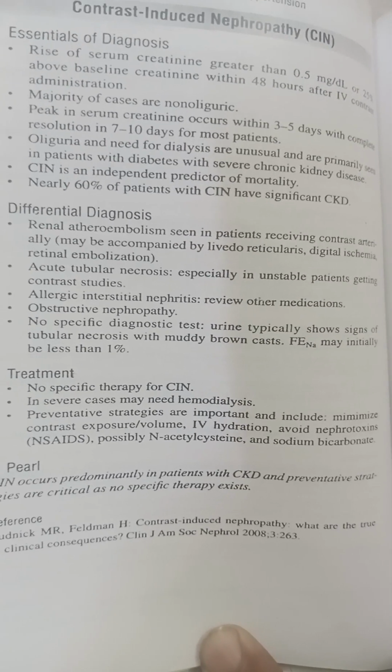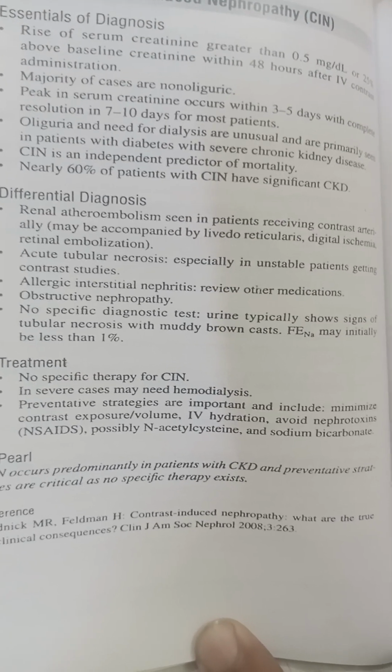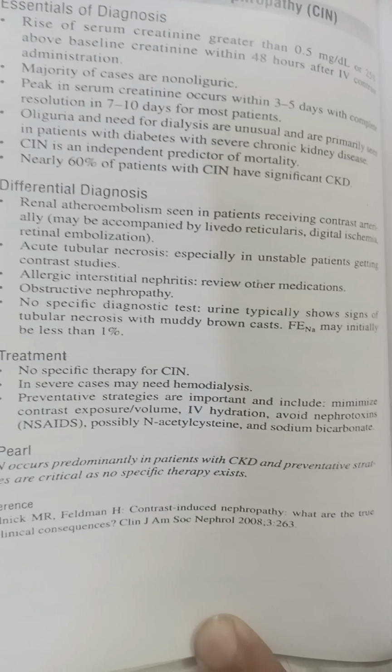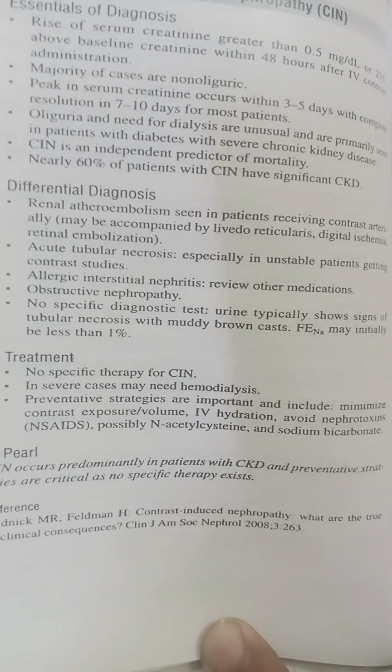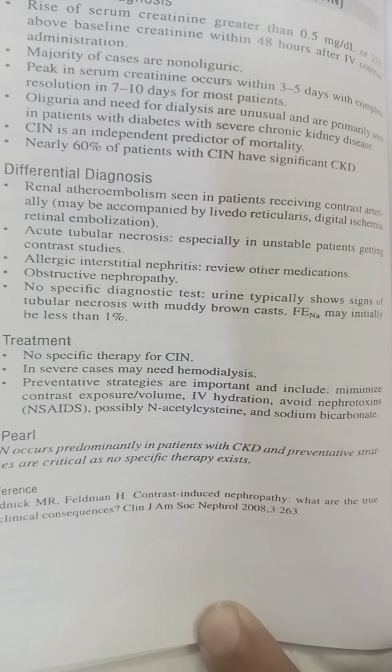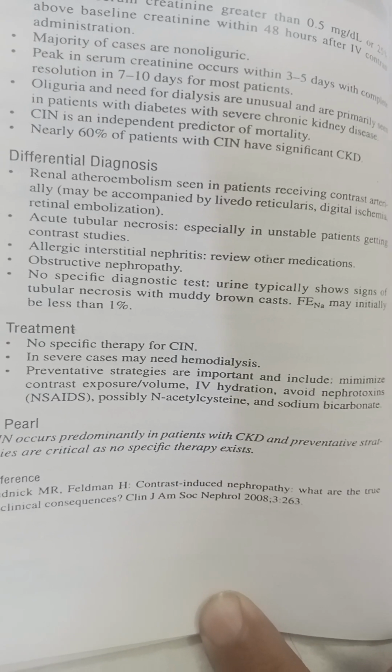Urine typically shows sign of tubular necrosis with muddy brown casts. The FeNa, fractional excretion of sodium, may initially be less than 1%.